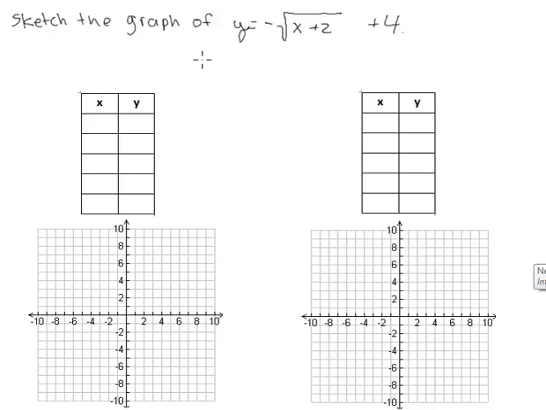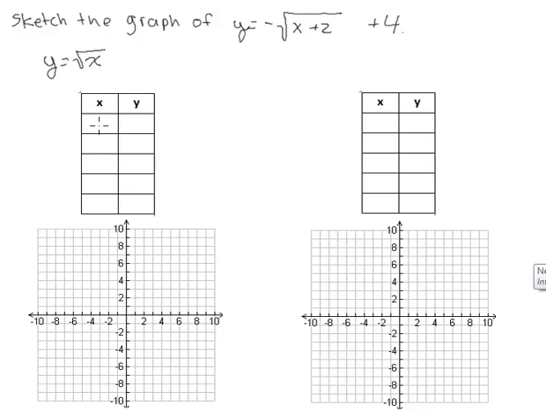We're going to take a look at how to graph a square root function and then a square root function that has had some transformations on it. So the easiest way to graph square root functions is to compare it to the graph of y equals the square root of x. So we're going to start by graphing y equals the square root of x, and then we're going to use that to graph this function, which is y equals negative square root of x plus 2, plus 4.